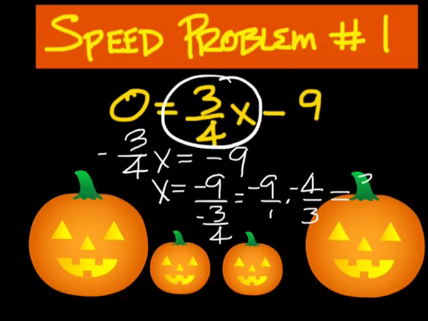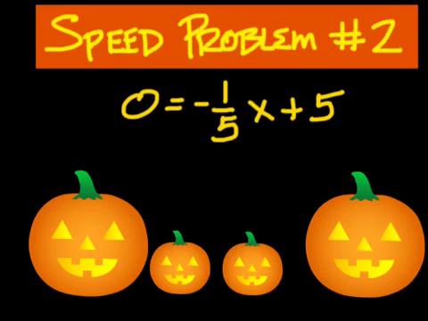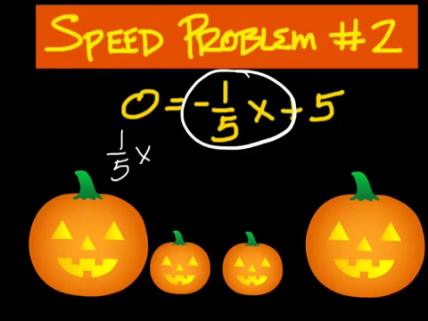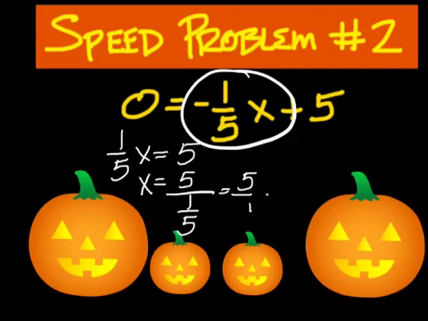So you end up with a positive 36 over 3, which equals 12. This one is open to everybody. You have to move this to the left and make it a positive 1/5 x equals 5, and divide the 5 by 1/5. That's the same as 5 over 1 times 5 over 1, which is 25.